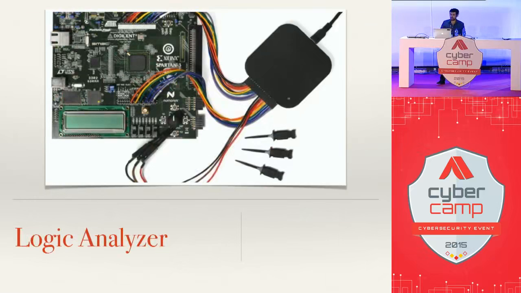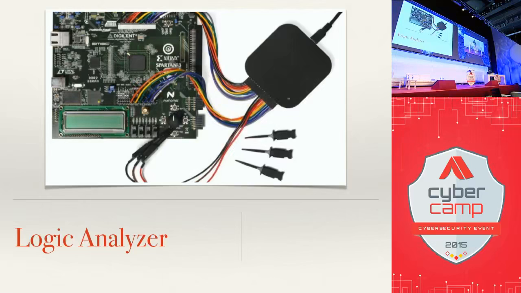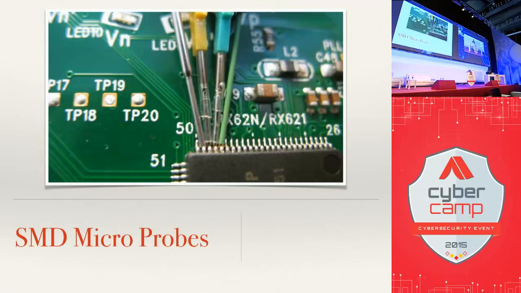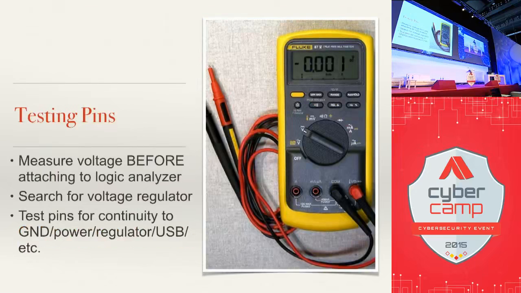The tools I used: I used a logic analyzer in many cases. A logic analyzer allows you to do digital logic analysis on chips, so you can see digital ones and zeros moving really quickly. I also got SMD microprobes for surface mount technology, because the normal probes you might get are going to be too big for small chips like WQFN and other flat packages with very thin pins. I also test pins with a voltage meter or a multimeter.